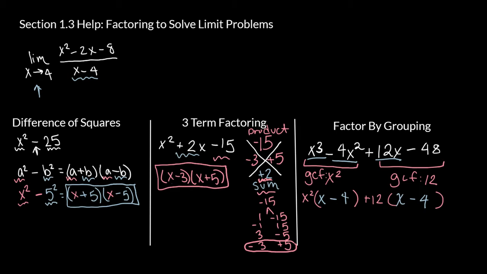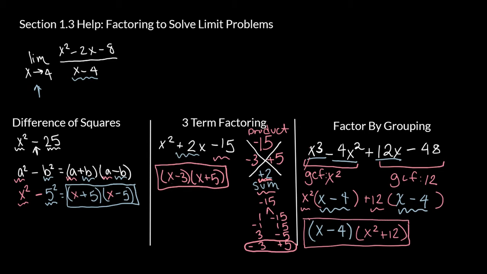This doesn't quite look like the factored form of the others yet, so there's one more step, and that is to write this factor, which should always be in common between the two terms if you've grouped correctly. So that is our first part of factored form, x minus 4. And then the second part of factored form is the outside numbers, so x squared and 12. So x minus 4 times x squared plus 12. And that is our factored form now.